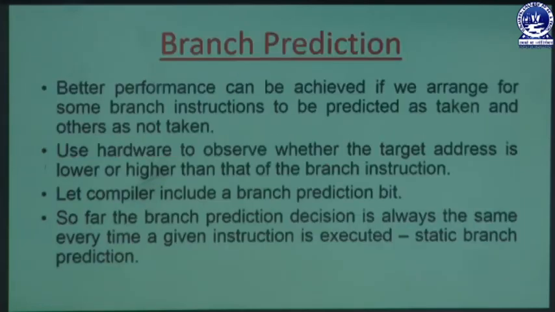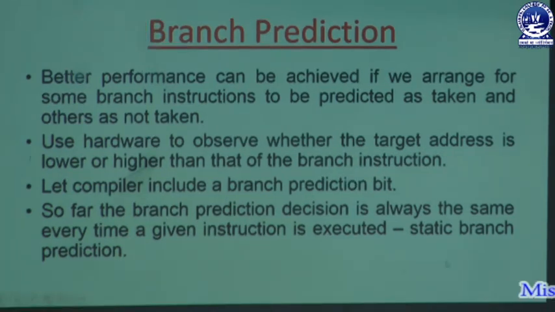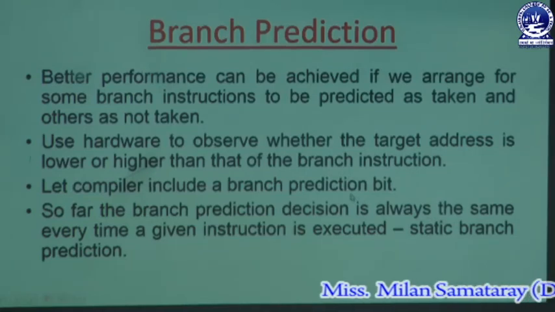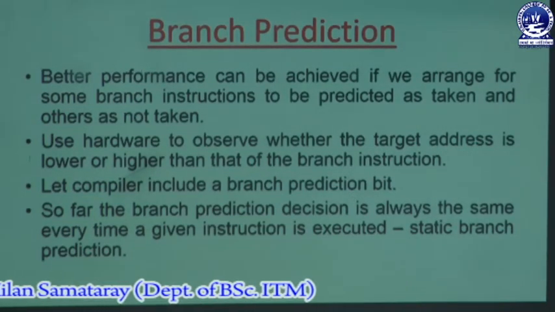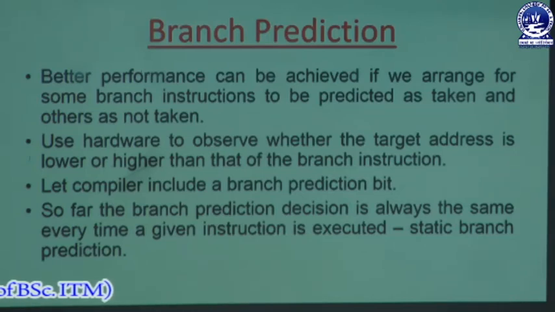Okay, so that means if the branch prediction decision is always the same, whatever the instructions we are executing, that is called static branch prediction. We have discussed that static branch prediction means the branch prediction decision is always the same every time a given instruction is executed.